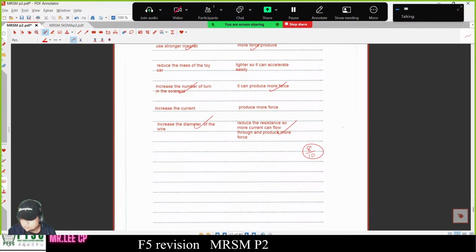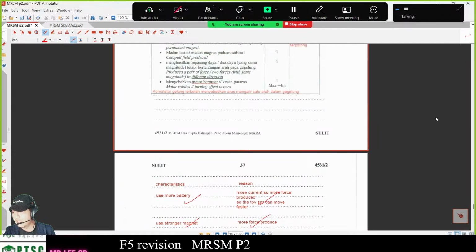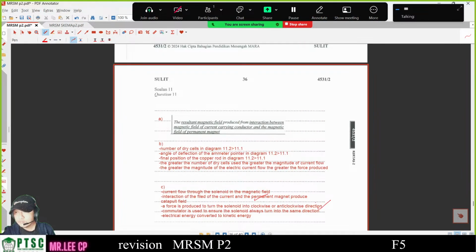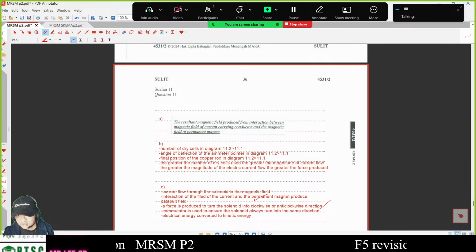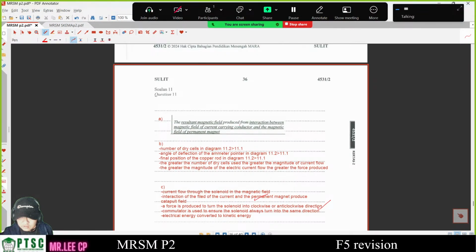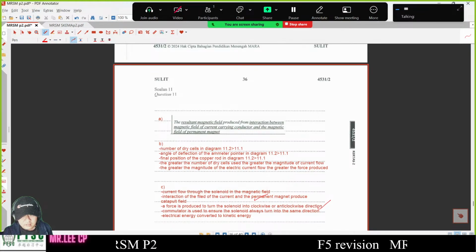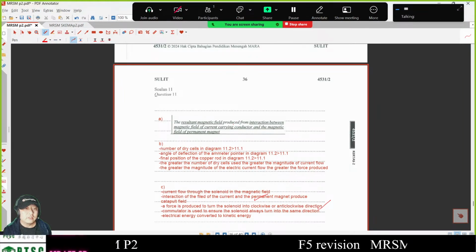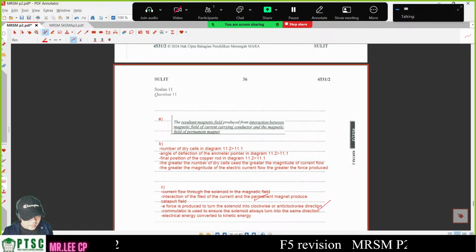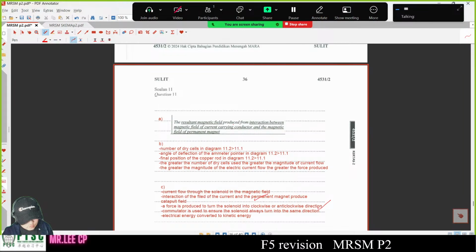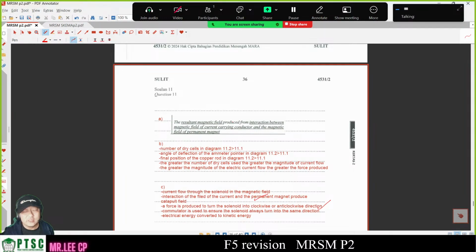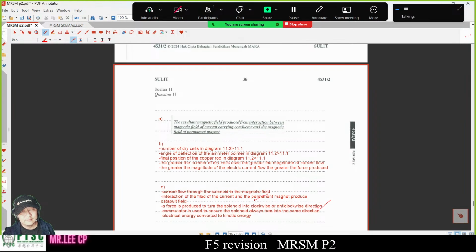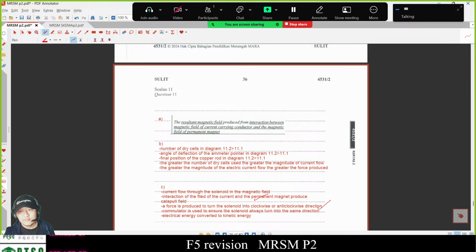So meaning that here, let me calculate. At 9, 10, this one is 5. 10 plus 5, 15. So this one, I don't get it, so I still get 15. So the minimum way for you to get A is at least 15 marks. Is that okay?